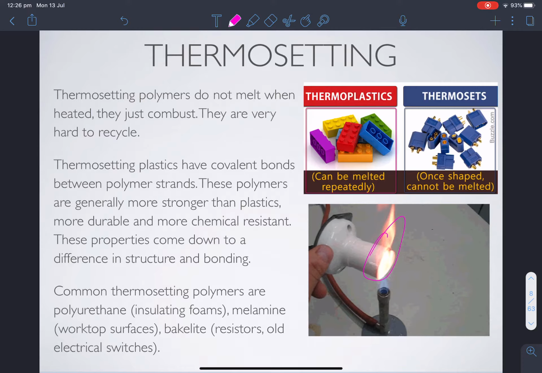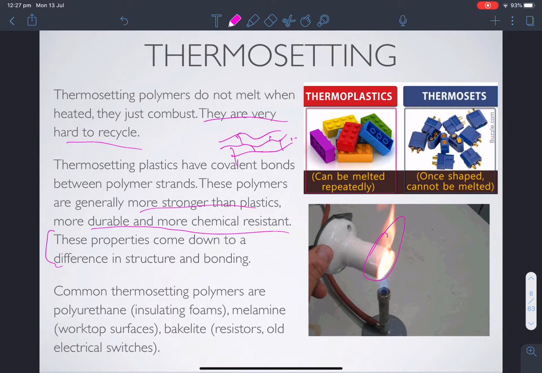Okay. So, very hard to recycle because you can't reheat them to remold them because they just burn. They have covalent bonds between their strands, and that's why they can't be melted. A lot stronger between the strands. So they're stronger than plastics, and more durable, and more chemical resistant. And these properties come down to these bonds within the strands.